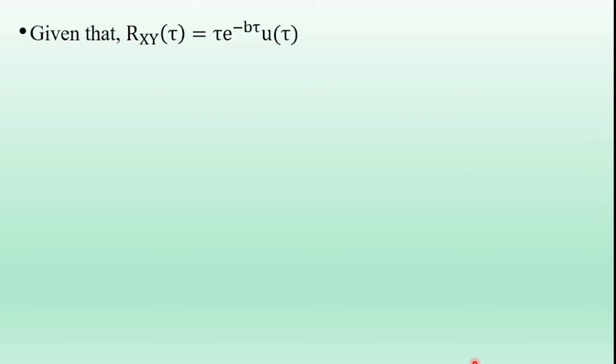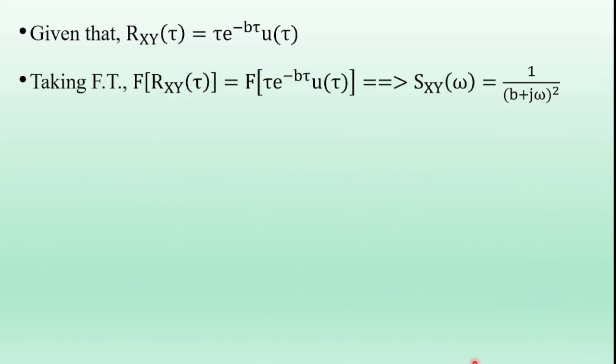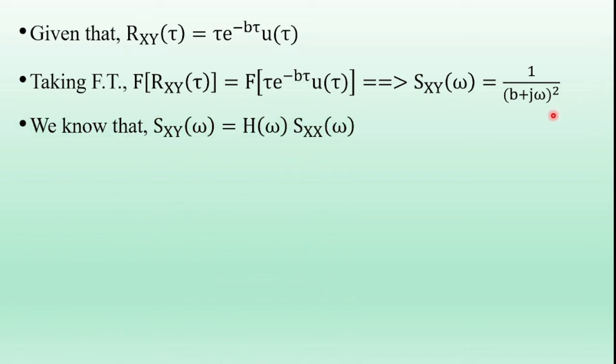Given that the cross correlation function of x of t and y of t is Rxy of tau is equal to tau into e power minus b tau u of tau. Taking Fourier transform on both sides of this equation, Fourier transform of Rxy of tau is equal to Fourier transform of tau into e power minus b tau u of tau. The Fourier transform of Rxy of tau is the cross power spectral density of x of t and y of t, that is Sxy of omega, and the Fourier transform of tau e power minus b tau u of tau is 1 by b plus j omega whole square.